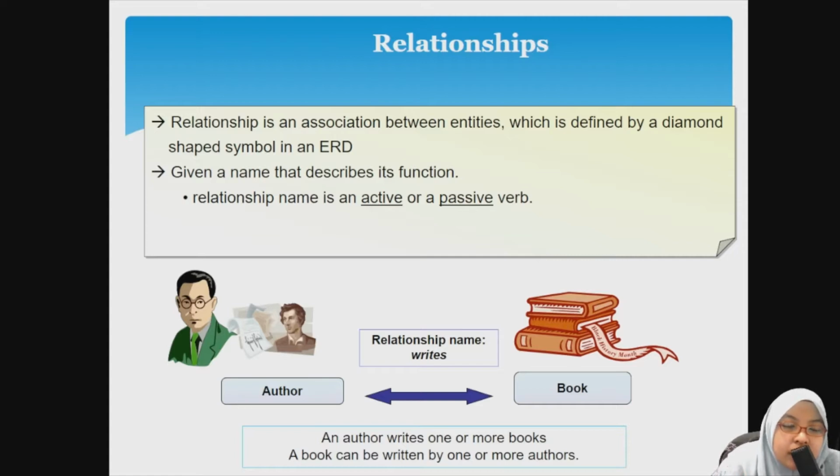So an author writes one or more books. If we want to store that kind of data in a table, we need to think logically that one author can write more than one book. One book can be written by many authors, one or many. So that's the relationship between the author and the books. It shows the relationship between the entity author and the entity book.